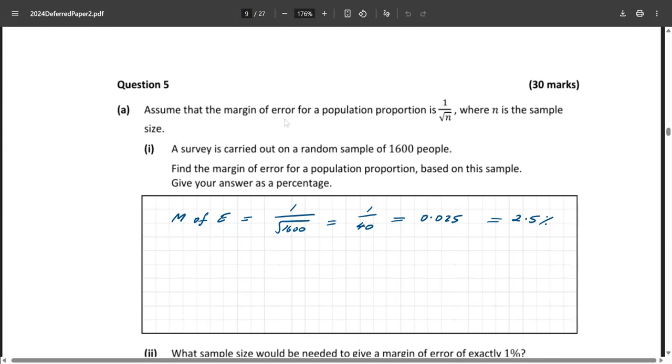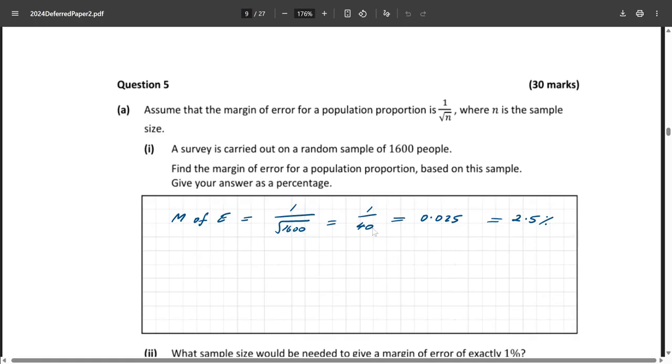So again, there are trigger words or trigger terms here to look out for in an exam: margin of error. So we're given the margin of error equals 1 over root n. Okay, so that's very straightforward, and we're told that n is the sample size, and now in part I, the sample size is given to us as 1600. So this is very straightforward in part I. You just fill in 1600 for n. That's the sample size we're dealing with right now.